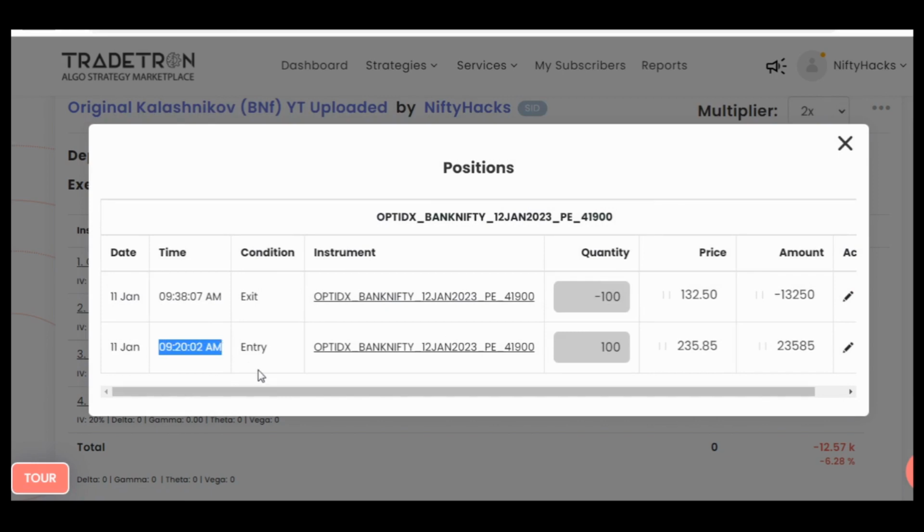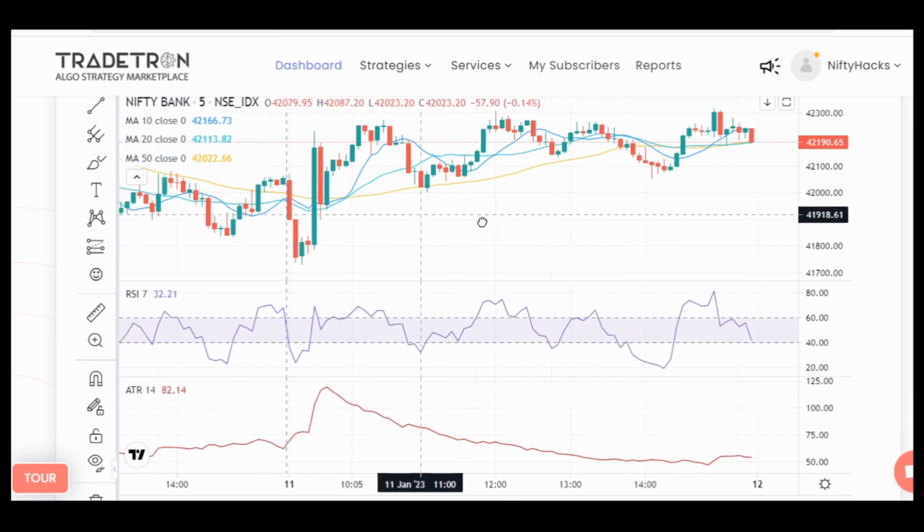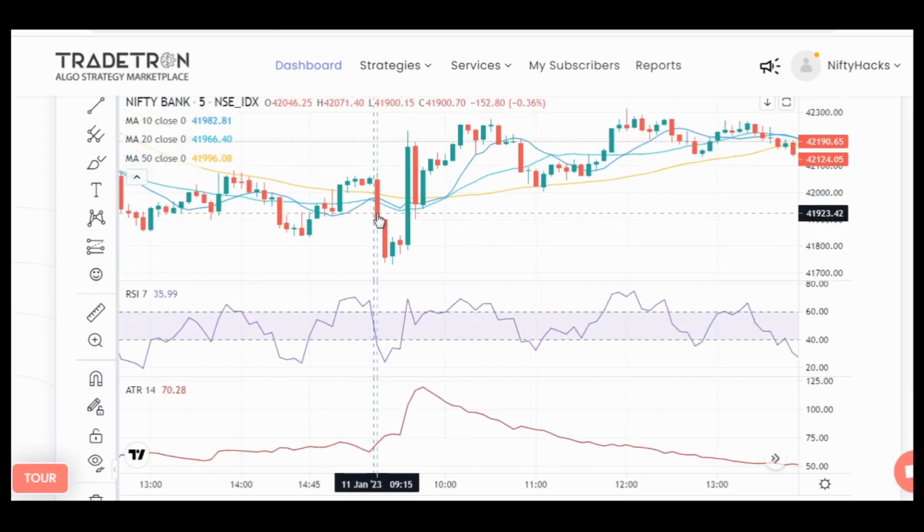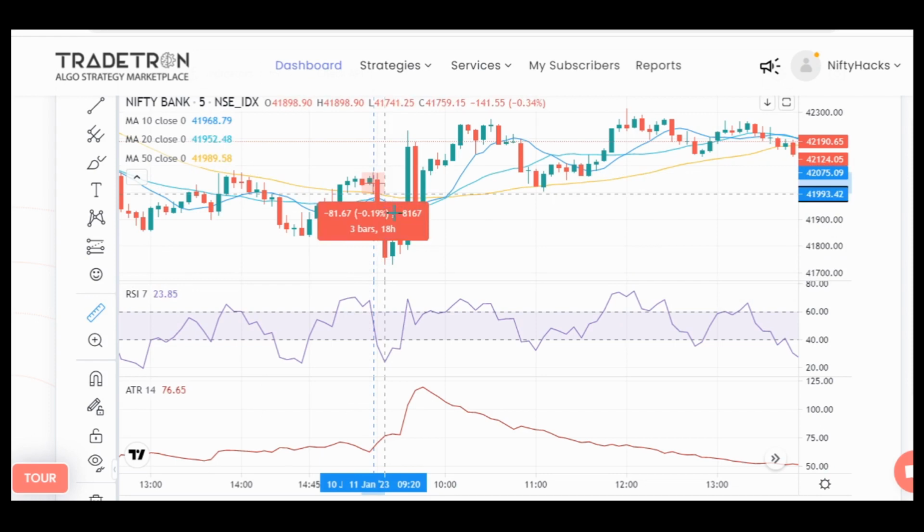It took entry immediately at 9:20 as soon as our condition checking started, and its SL got hit after roughly 18 minutes. So let's check 9:20. As you can see, this 9:20 candle crossed below the RSI 40, and its SL was around this level.